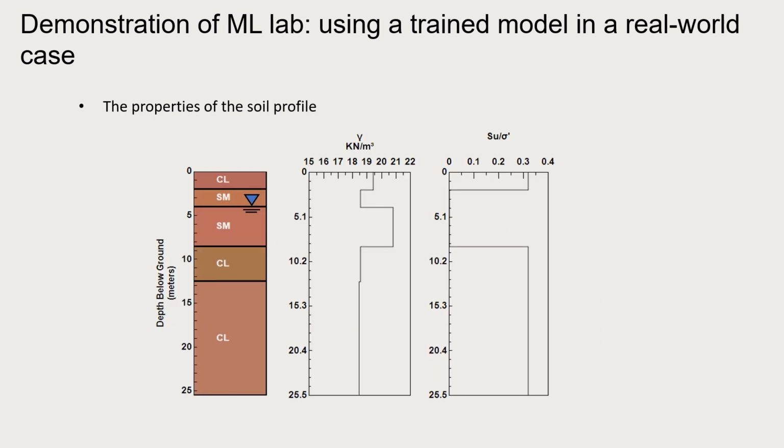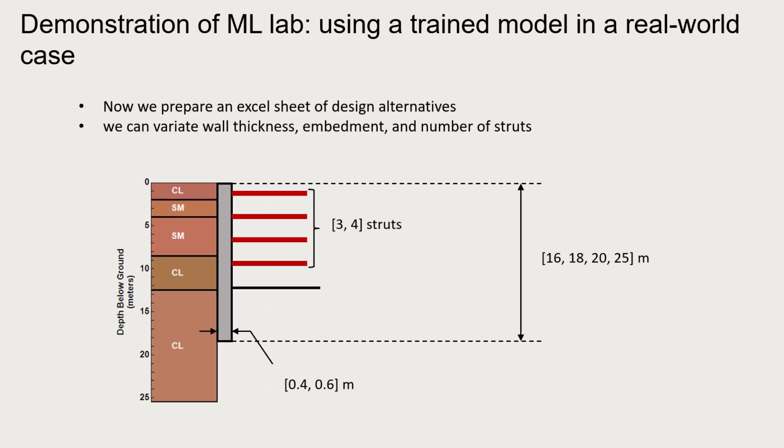Additional info: we have the unit weight as a function of depth. It goes from larger than 19 to below 19 here, and then goes straight. And then for this layer, it's 21, and then it goes back to 19 for the remaining layers. And this is the undrained cohesion normalized over the effective stress for this type of soil. This is an example of how to use the neural network.